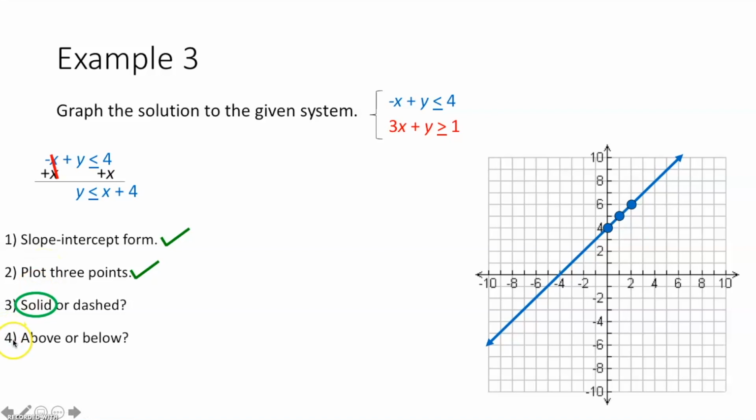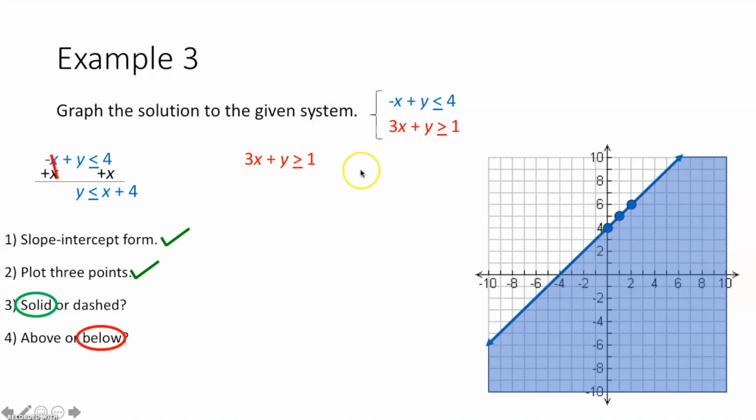Next, we can decide, are we shading above or below this given line? Look at the inequality symbol. Since it's facing away from the y, we're going to shade below. And it makes sense, right? We want all the y's less than or equal to this line, so we're going to shade below this line, all the y values less than this line.